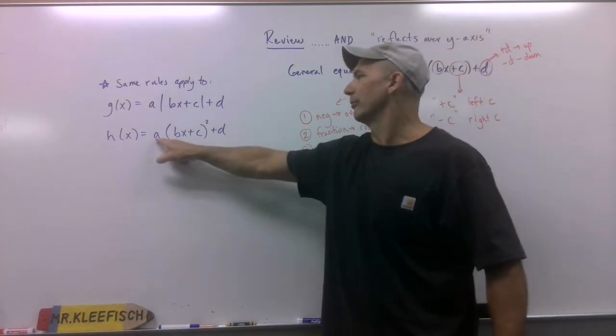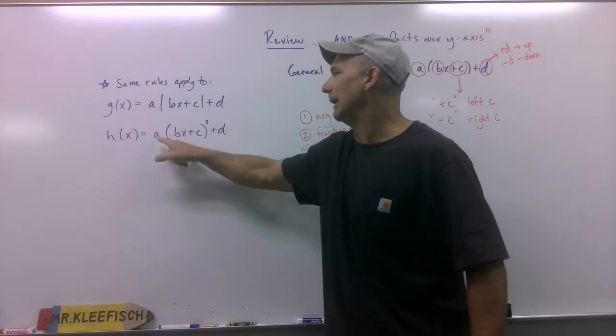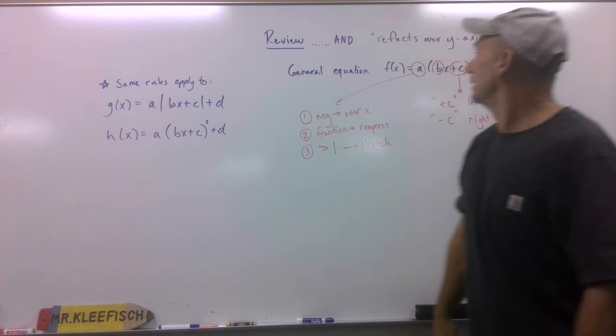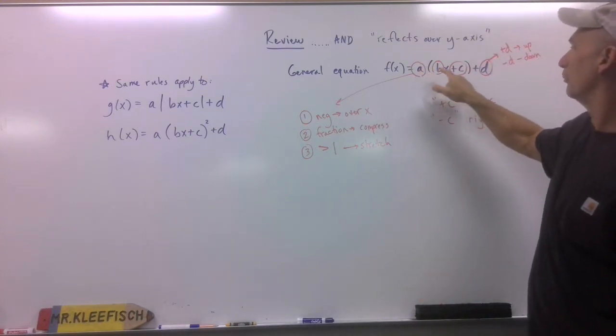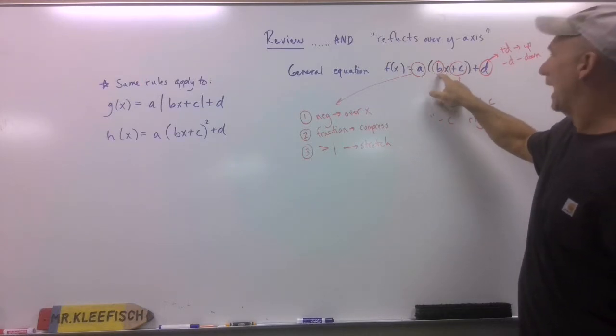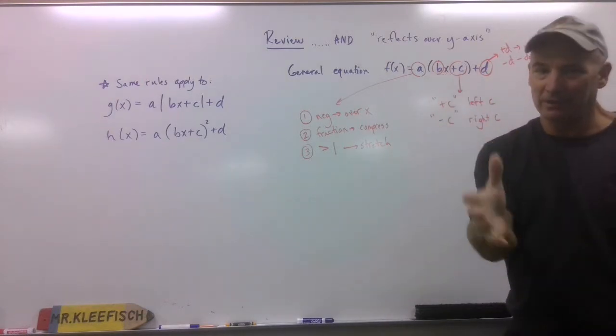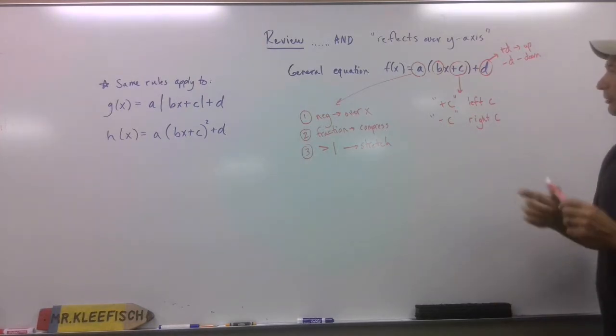Notice where A is. A is in the front. A is not inside. A is on the outside. It's in the front. Okay, so B is always connected to the X, and it's on the inside. Okay, a lot of students have a problem with that, so I want to make sure that's really clear.